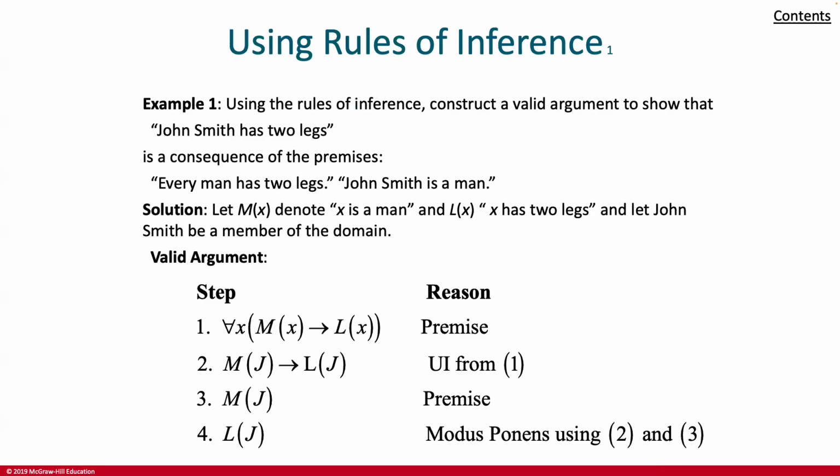Then we have using rules of inference. We can use the rules of inference to construct a valid argument to show that John Smith has two legs. It is a consequence of the premises that every man has two legs and John Smith is a man. And so here we can see how we come up with a solution to show how that would work.